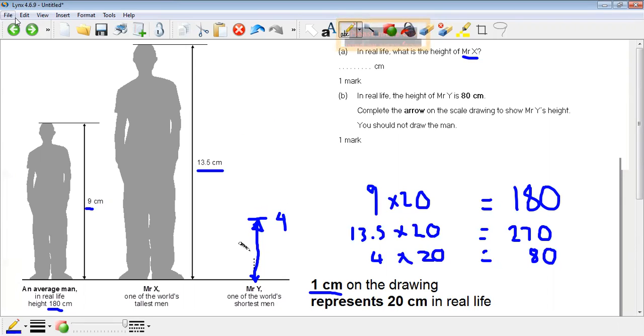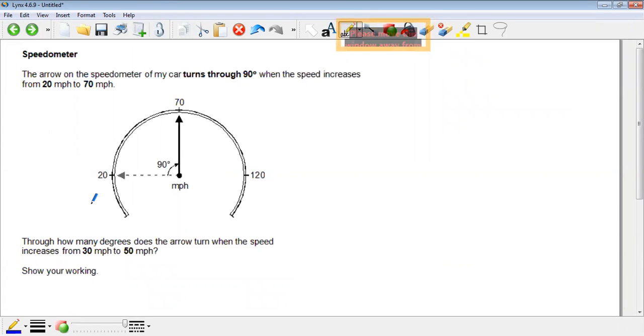Okay. And next one here, the speedometer. So the arrow on the speedometer of my car turns through 90 degrees when the speed increases from 20 to 70. So through how many degrees does it turn when it goes from 30 to 50?